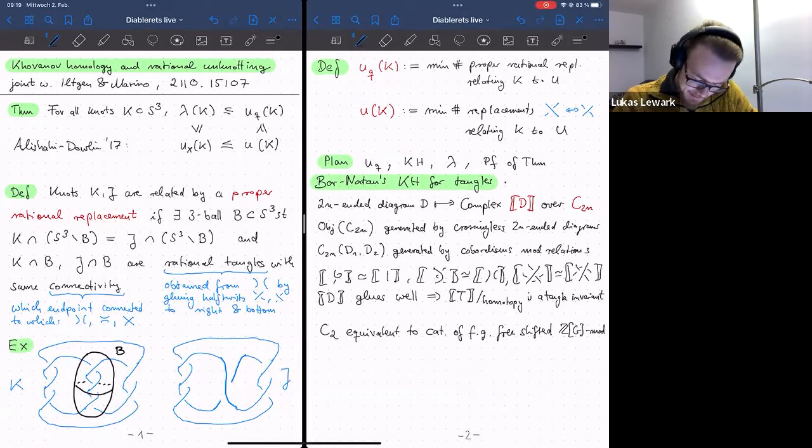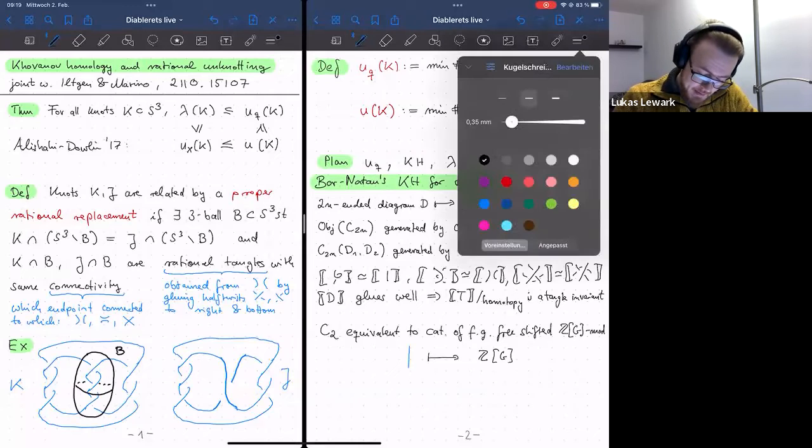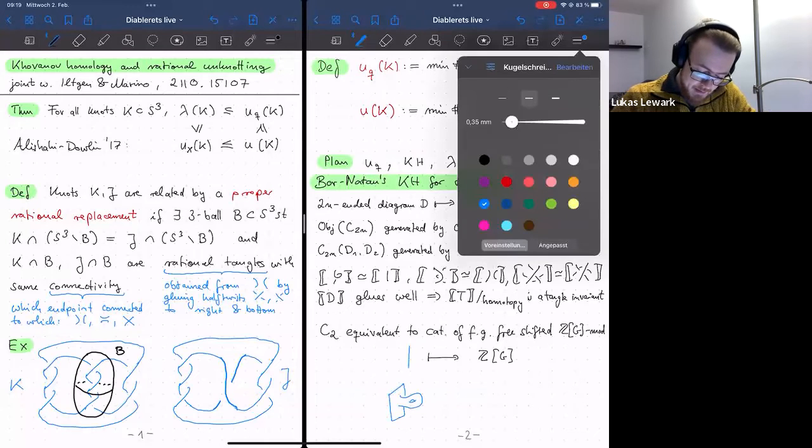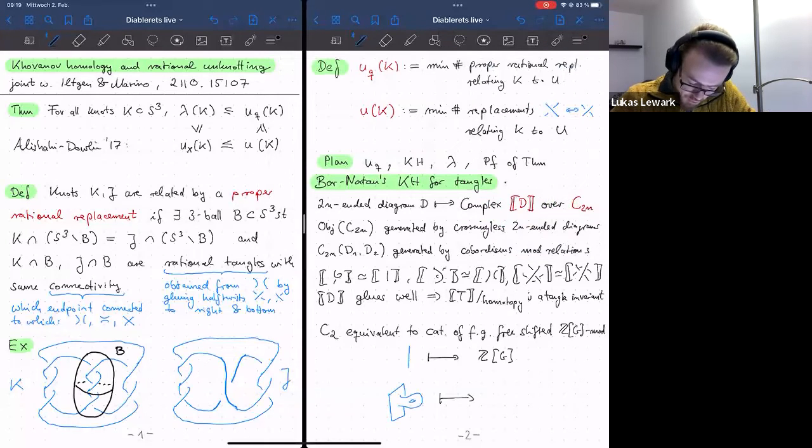And this equivalence is quite explicit. So this tangle, this is an object in C2. This under the equivalence gets sent to just a free module of rank 1. And this cobordism here, which is an endomorphism of the tangle above, this gets sent to G. So G is short for genus here.